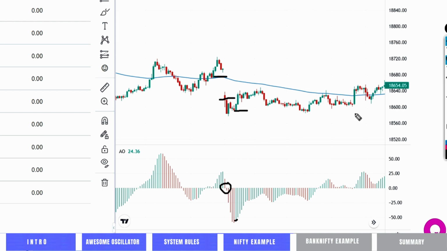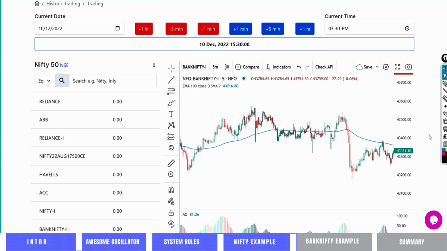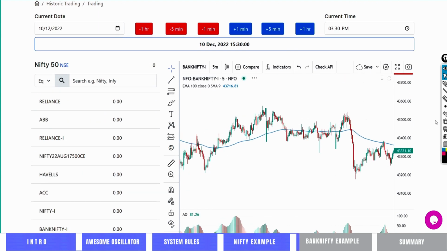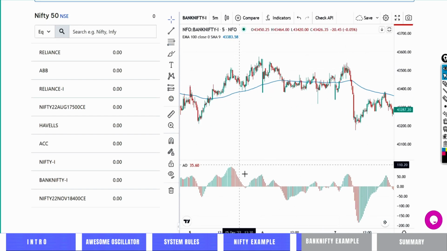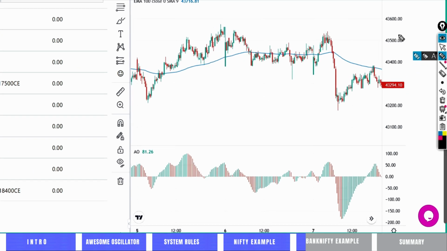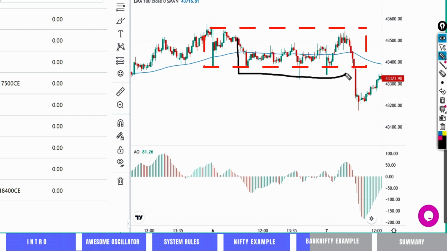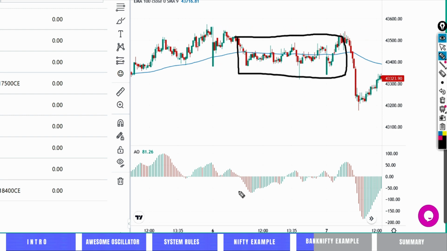Now let us see some examples on Bank Nifty also. Let us quickly check Bank Nifty as well. I have again added the 5-minute time frame on Bank Nifty, and I have added the 100 EMA as well as the Awesome Oscillator at the bottom. I want to show you how the moving average helps us. If you can see here, during this time the moving average is completely flat. So it is telling us that there is no real momentum in the stock, and that is why we will not take any trades based on the Awesome Oscillator here. Because if the moving average is not pointing either upwards or downwards, we will not take any entries. So this is where the moving average is useful.